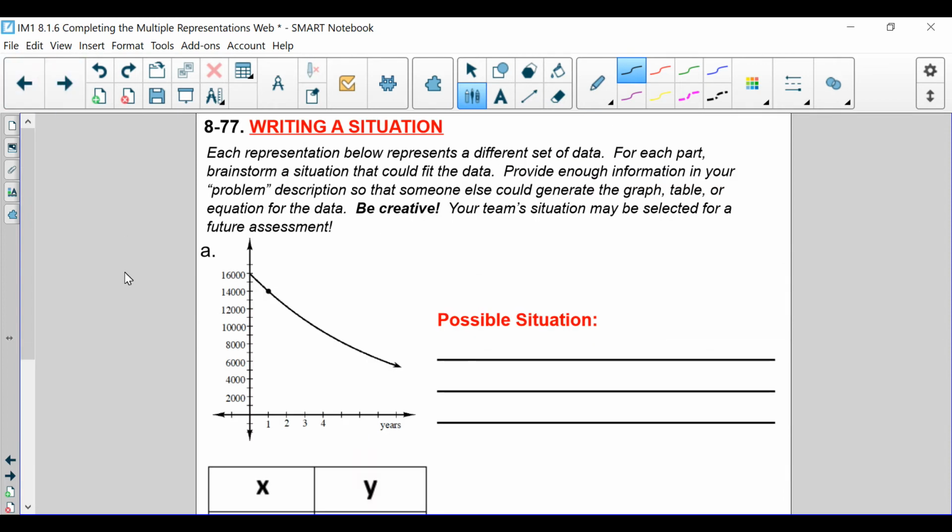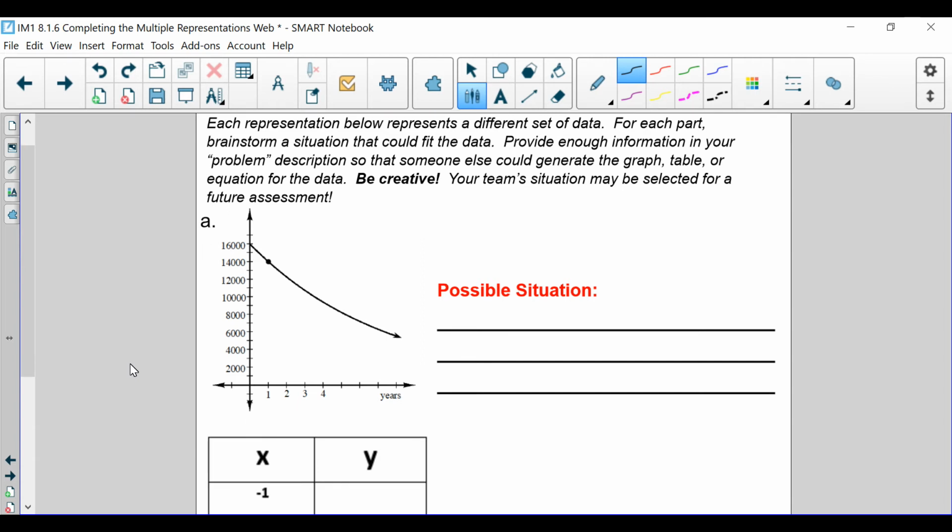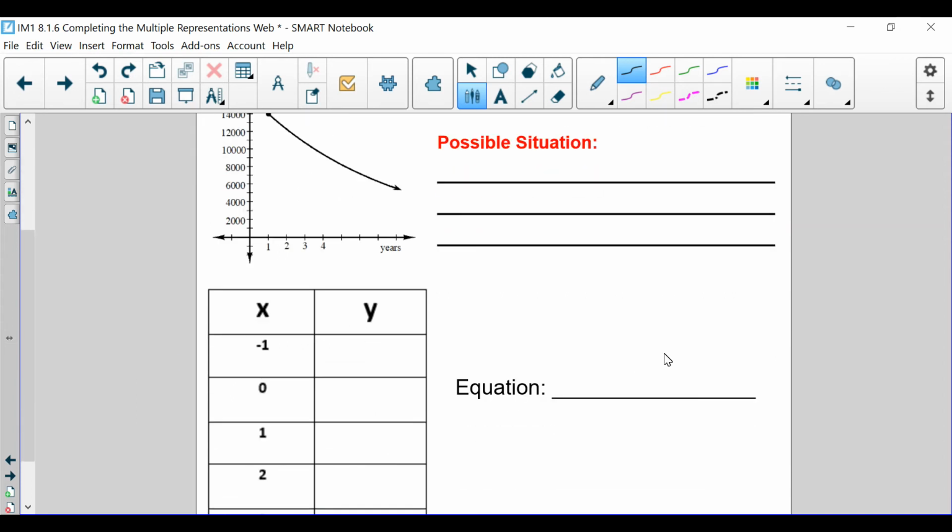All right, so now what do we want to do in this case? Now we've got an exponential curve, and we've got to figure out how to go from a curve to a table to an equation.